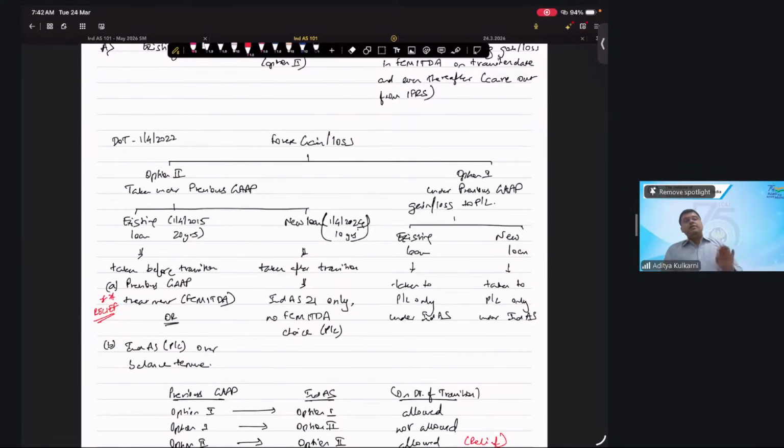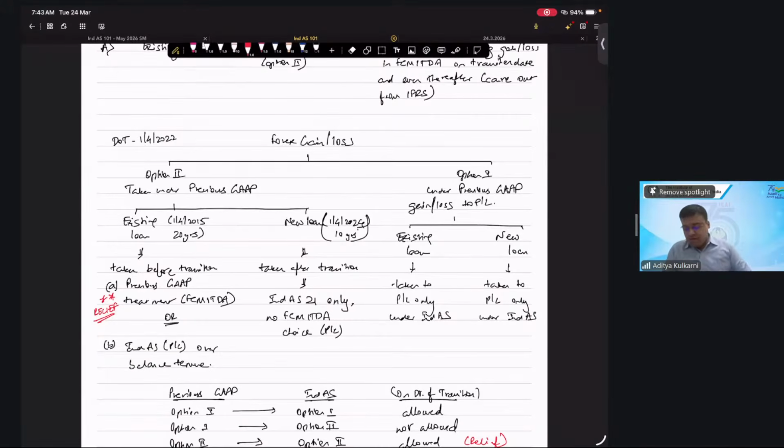Okay. This new loan also you will take it to the P&L only. Are we okay with this? Yes, sir. Now, suppose under the previous GAAP, you had opted for the second option. That means you would spread it over the tenure of the loan or tenure of the asset.